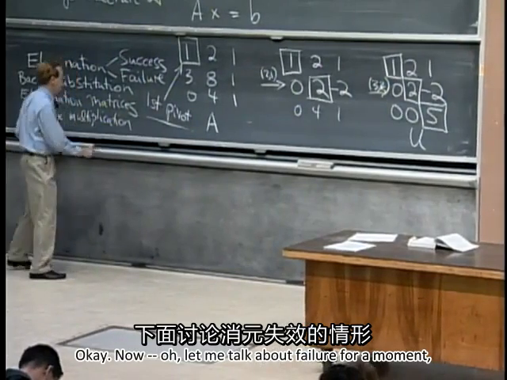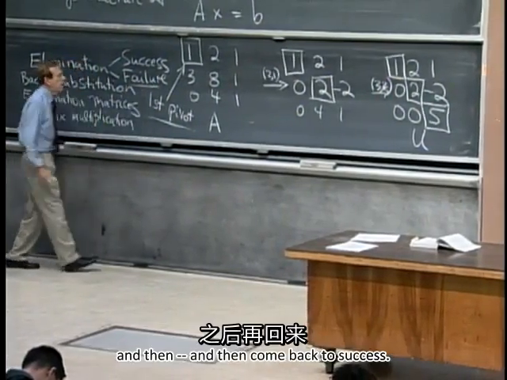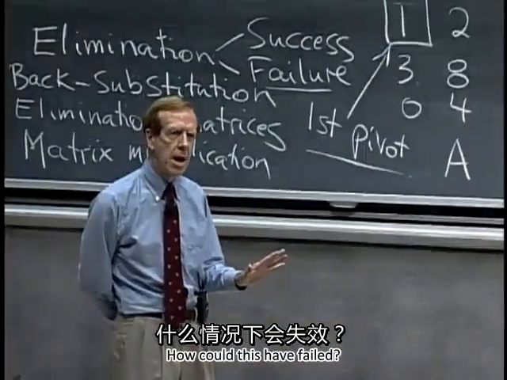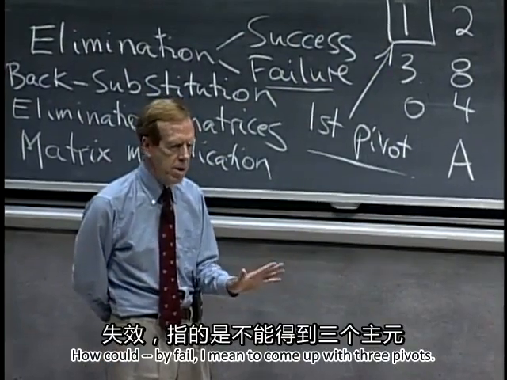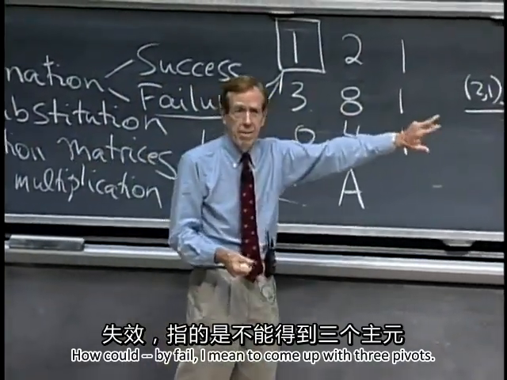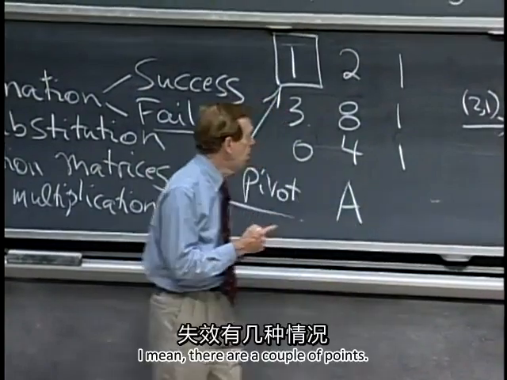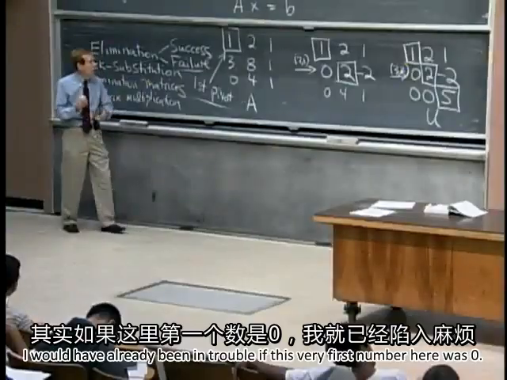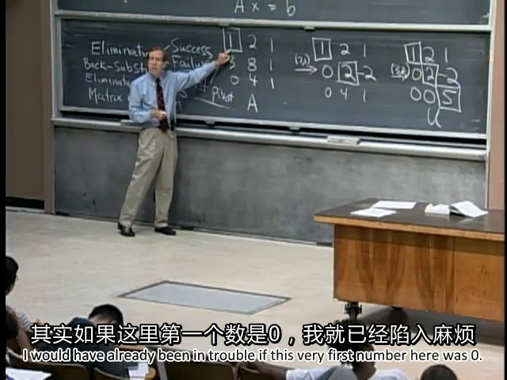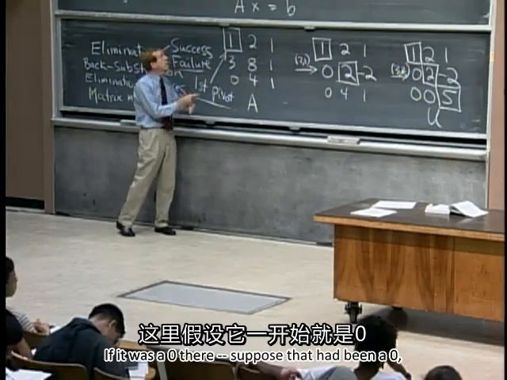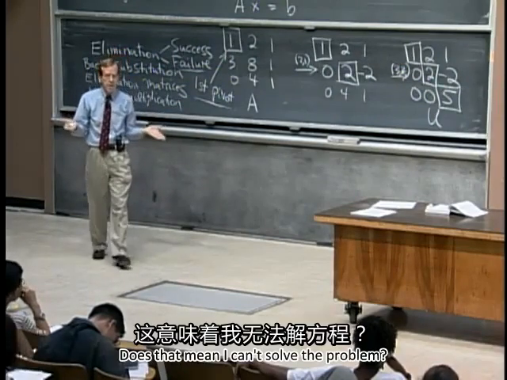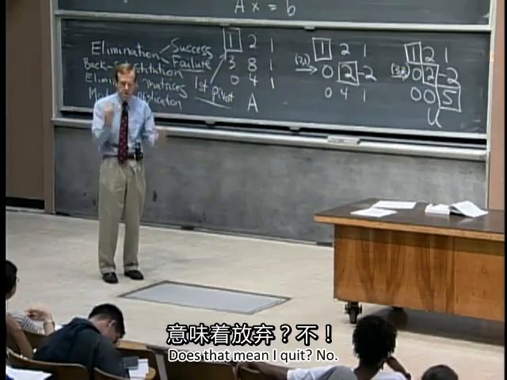Now, let me talk about failure for a moment, and then come back to success. How could this have failed? By fail I mean fail to come up with 3 pivots. There are a couple of points. I would have already been in trouble if this very first number here was 0. Suppose that had been a 0. There were no x's in that first equation. Does that mean I can't solve the problem? Does that mean I quit? No.